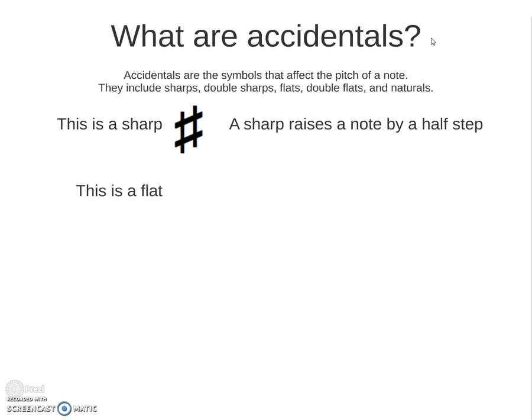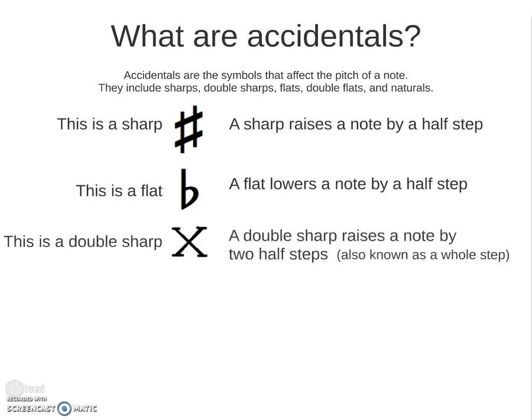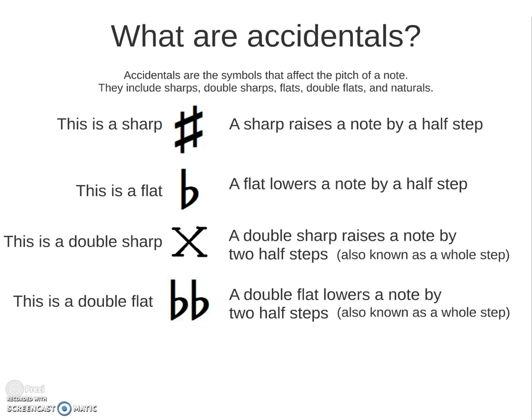This is a flat. A flat lowers a note by a half step. This is a double sharp. A double sharp raises a note by two half steps, which is also known as a whole step. This is a double flat. A double flat lowers a note by two half steps, which is also known as a whole step.